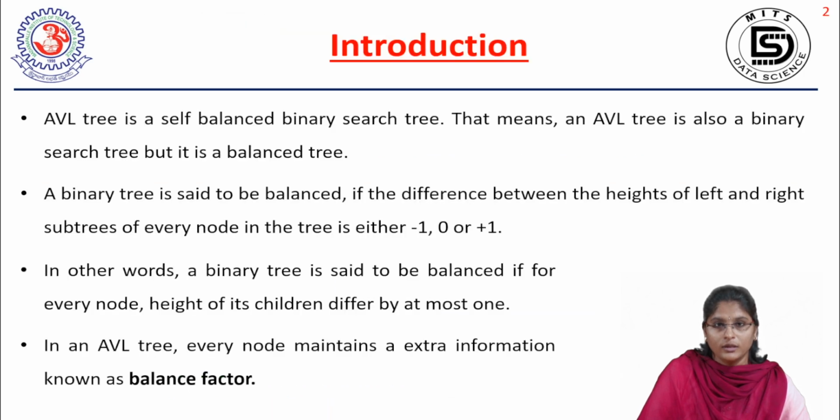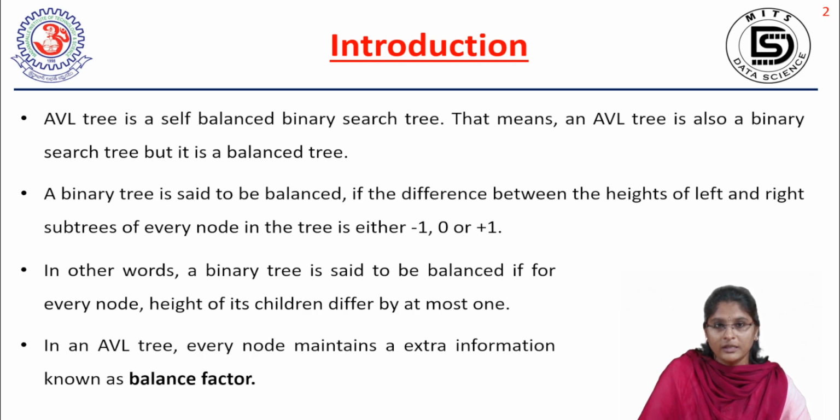So, see here, it has a definition: an AVL tree is a self-balanced binary search tree. That means an AVL tree is also a binary search tree, but it is a balanced tree. A binary tree is said to be balanced if the difference between the height of the left subtree and the right subtree of every node in the tree is either -1, 0 or +1.